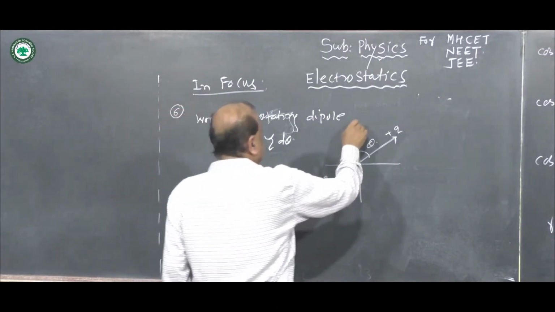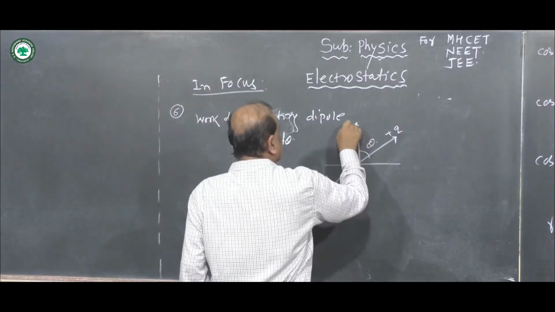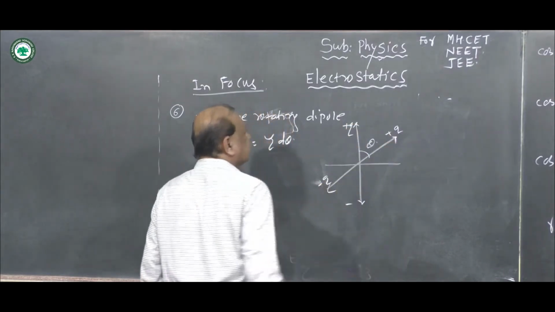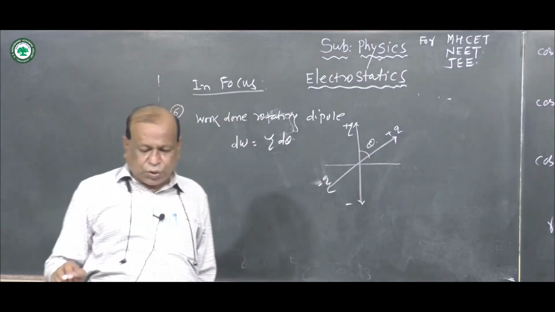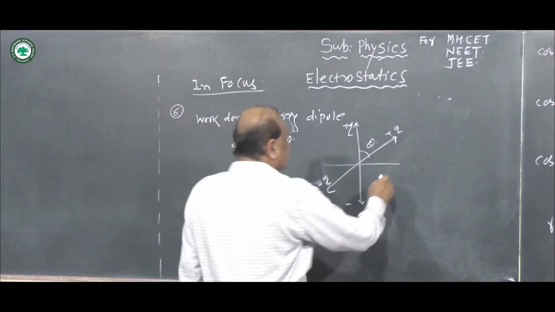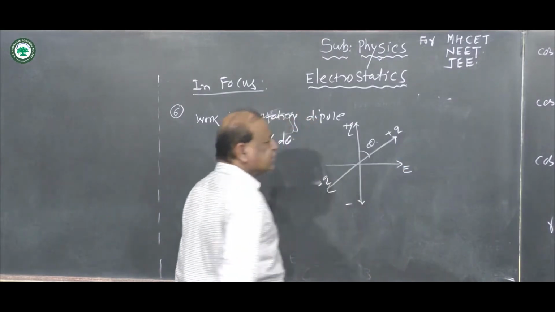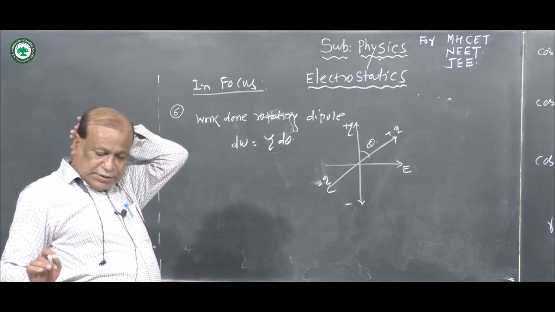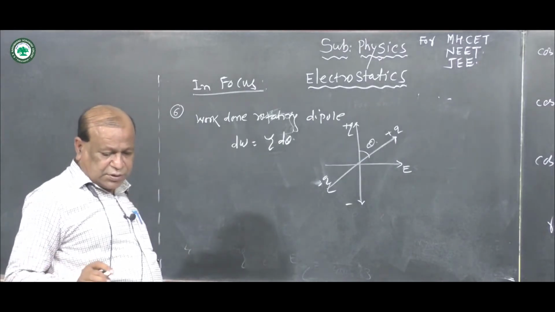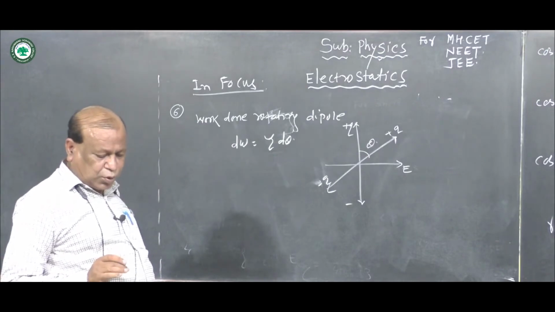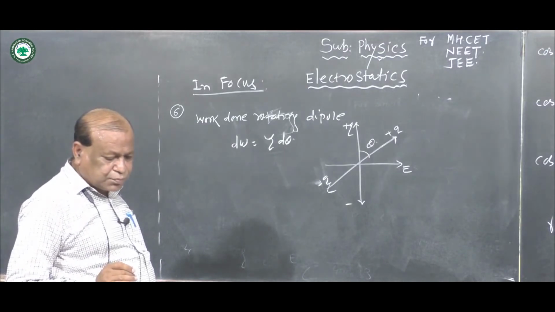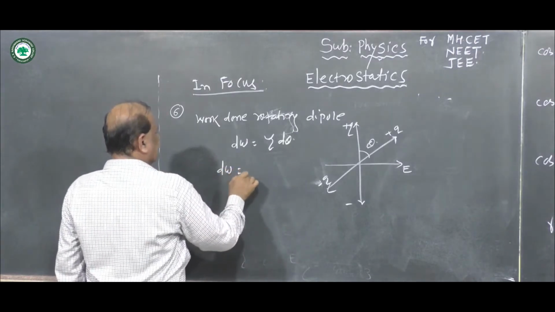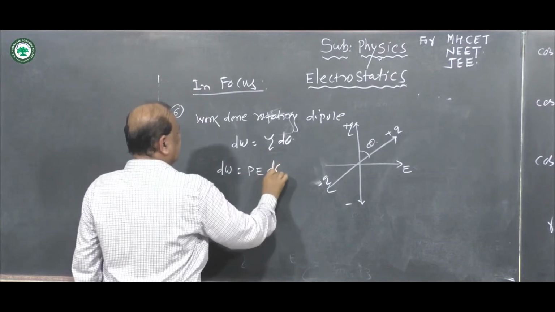Now this is the plus q and this is a minus q, and this electric dipole gets rotated by angle theta. Here this is the electric field intensity E. Then we get the work done in rotating that electric dipole. And now, putting that value of tau, dW is equal to PE sine theta d theta.